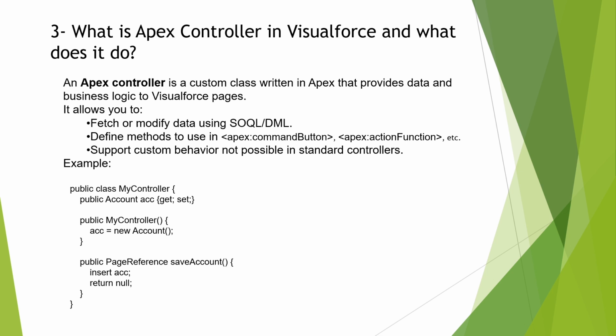For example, you can see below my controller class, public account with get and set parameters passed here, and the public myController function mentioned below. Then a new account is created, public PageReference save, insert account, then return null. So you can watch this syntax here.